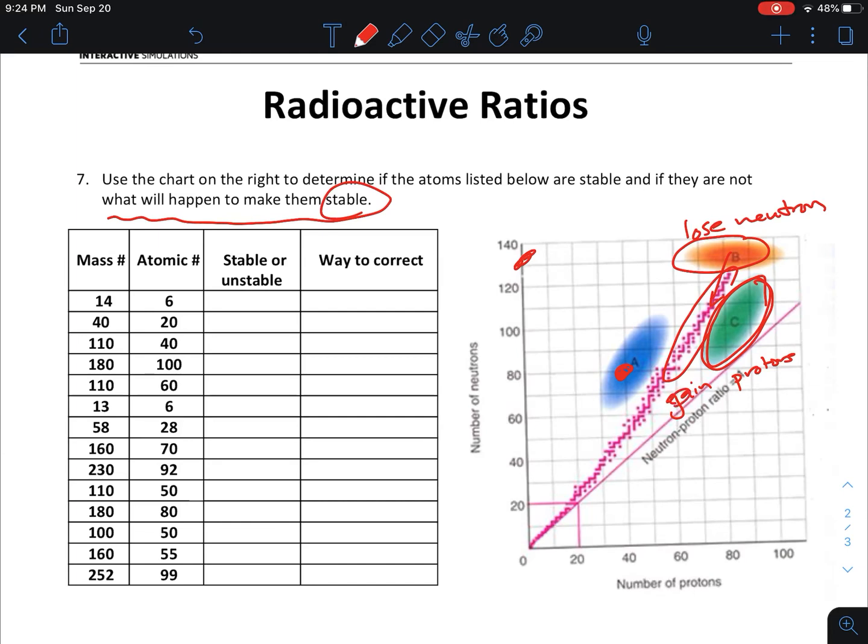You could either lose protons, which would get you back this way, or even if you're down this way, you could gain neutrons. So just some ways to make isotopes stable when they're unstable. So I just want to do a couple examples with you guys.